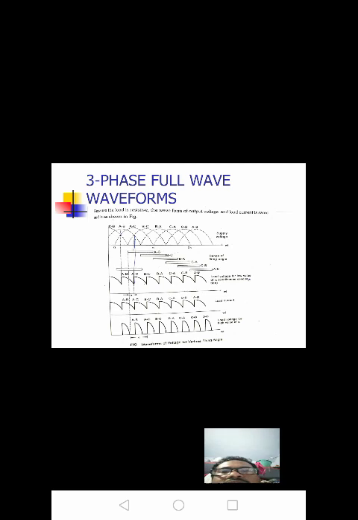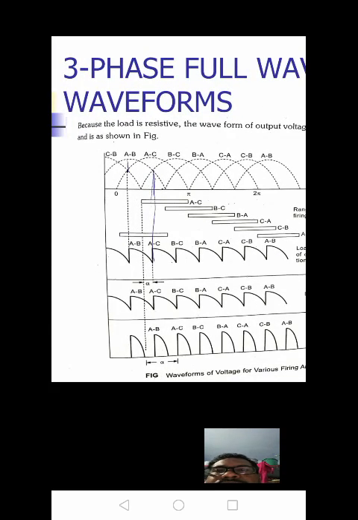Here we are observing the 3-phase full wave waveforms. Because the load is resistive, the waveforms of the output voltage and current are the same. Here we are observing in the waveforms A to B, A to C, B to C, B to A, C to A, C to B. These are the input waveforms. At each time interval, how will it be conducting? It is a continuous mode: A to B, A to C, B to C, B to A. These two are the voltage and current output waveforms.